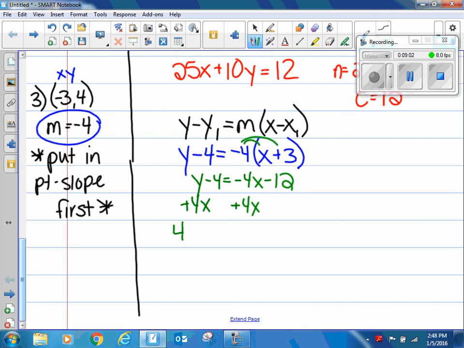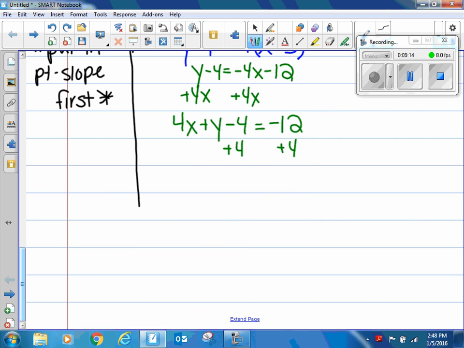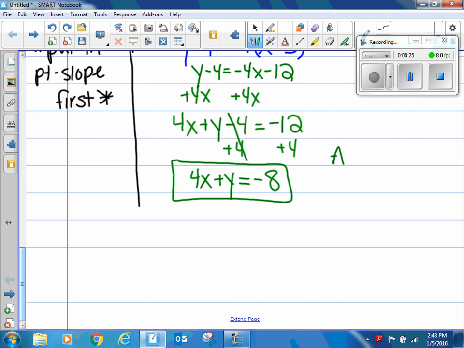So I have 4x plus y minus 4 equals negative 12. I'm almost there. I just have this 4 hanging out, so I have to move that over to the other side. So now I have 4x plus y, these cancel, equals negative 8. And this is the standard form. A is equal to 4, B is equal to 1, and my C is negative 8.